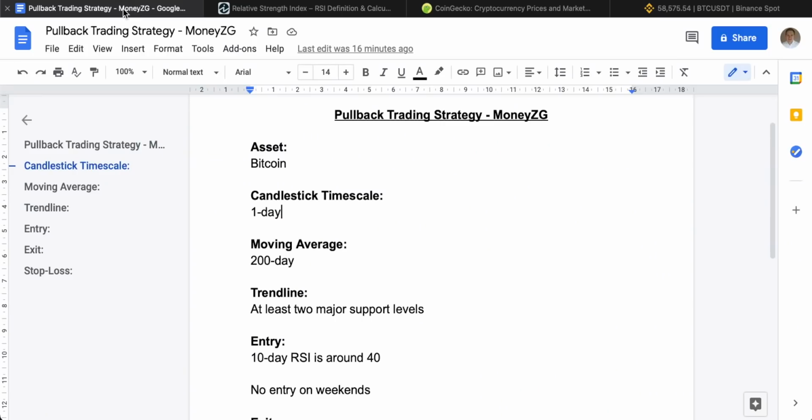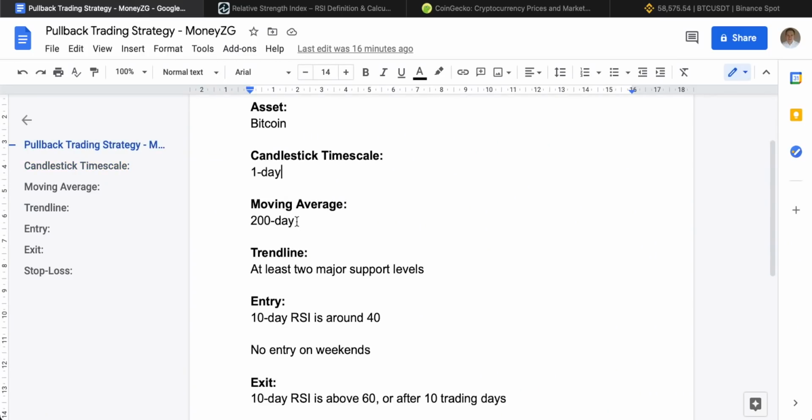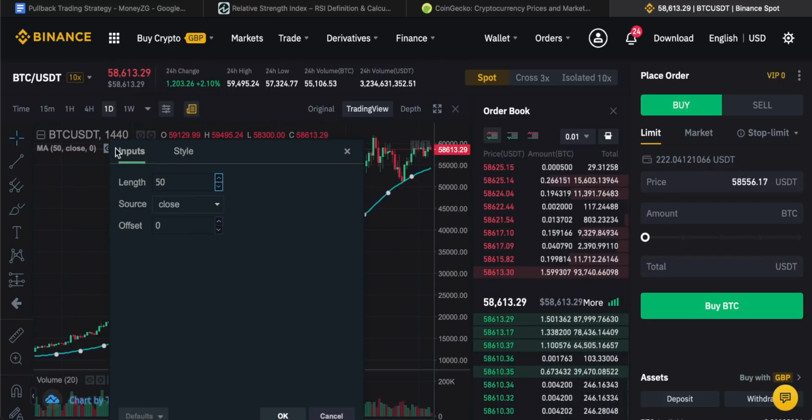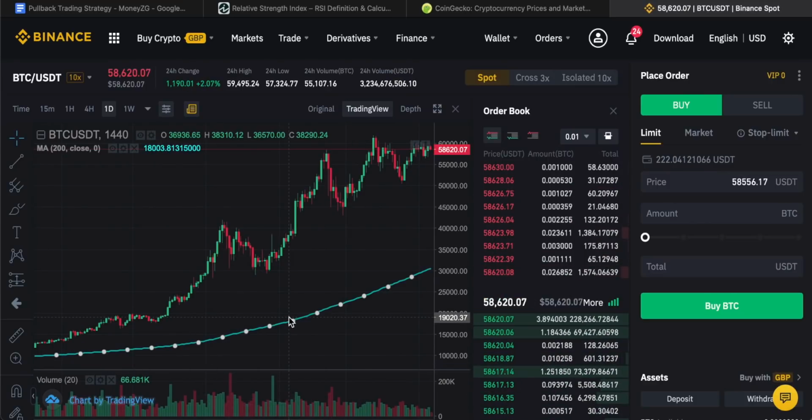Next up, in terms of the moving averages that I'm using, I'm going to use one only, and that's a 200-day moving average. So I'm going to come over to the chart right here and very simply change the moving average. I've got a moving average on the chart right now, which is a 50-day moving average. I'm going to come over to format right here, and you can see inputs and length. I'm going to change that from 50 to 200 like this, and then I'm going to press OK. What we have now is a 200 period moving average.